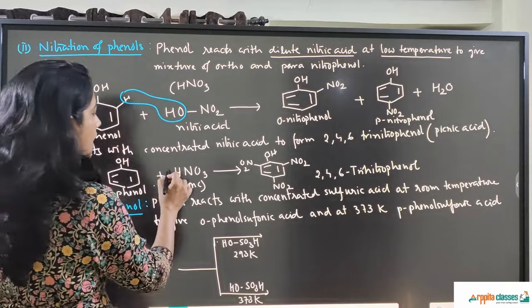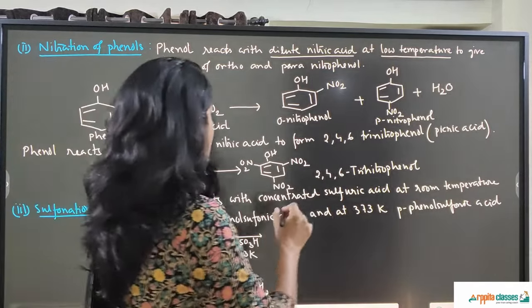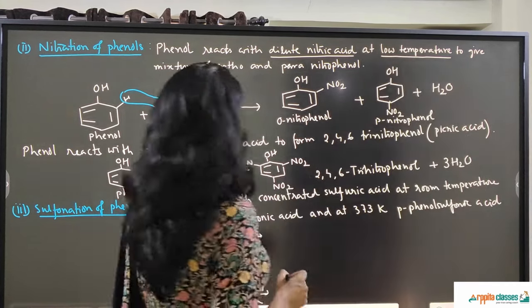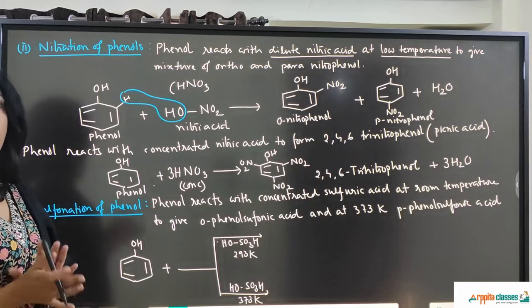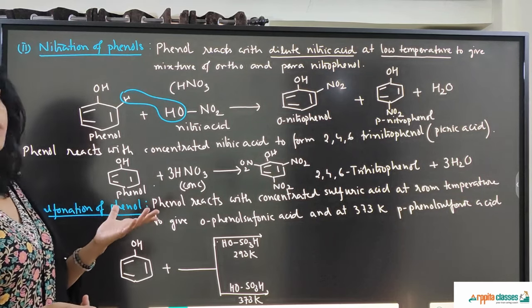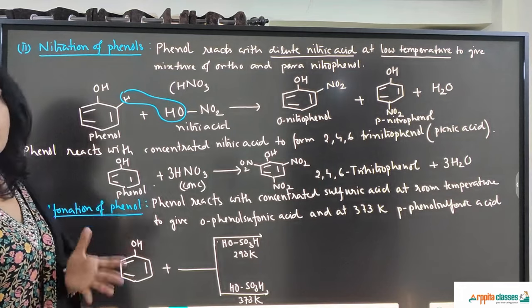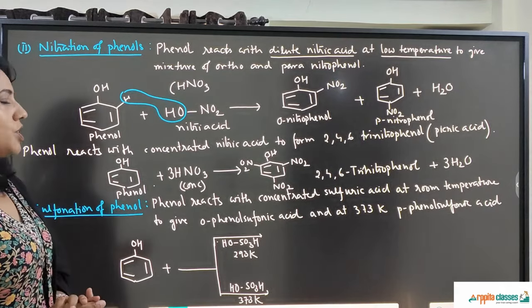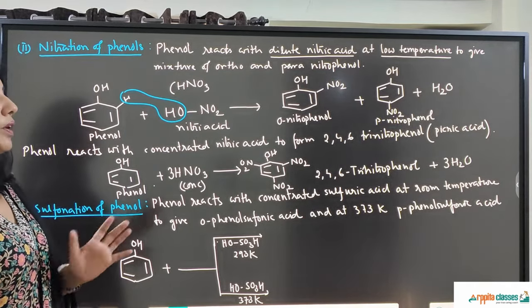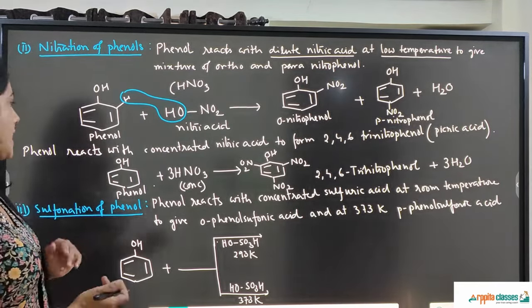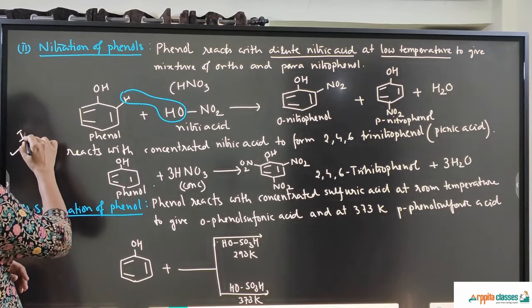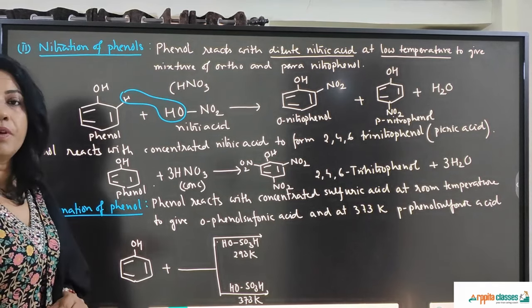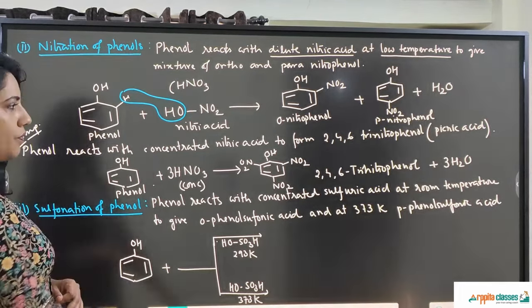Okay, so we need 3 molecules of HNO3, and there will be 3 molecules of water coming from here. So in nitration also we have 2 conditions. One is the reaction with dilute nitric acid, where we are getting ortho-nitro and para-nitrophenol, para being the major product, and the other is the reaction with concentrated nitric acid, where we are getting 2,4,6 tri-nitrophenol or picric acid. This reaction is very, very, very important. All the reactions are important, but still they can ask you how to convert phenol to picric acid. So this is the answer for that.